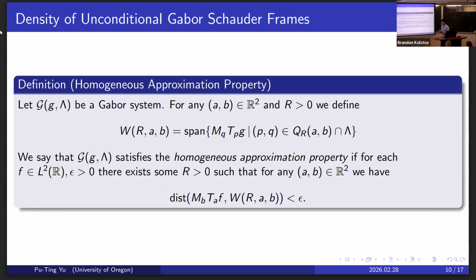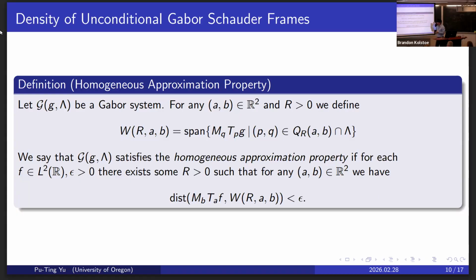And now we say a Gabor system satisfies the homogeneous approximation property if for each f in L2(R) and epsilon greater than 0, there always is some radius R greater than 0, such that for any (a, b) in R^2, the distance between this function and this subspace is less than epsilon.